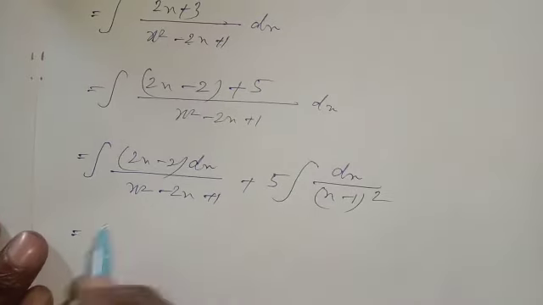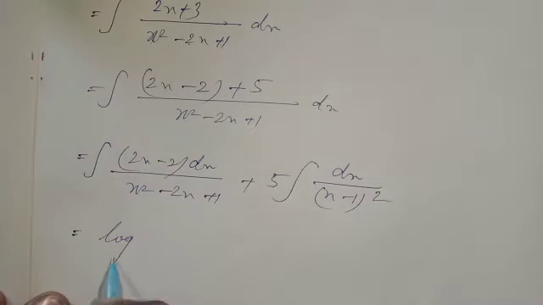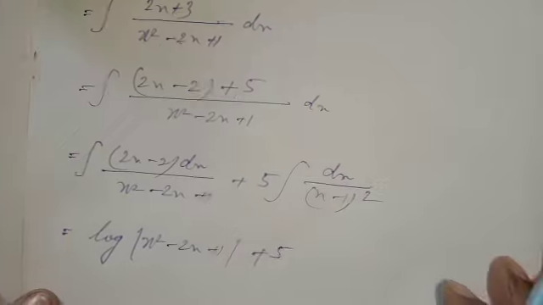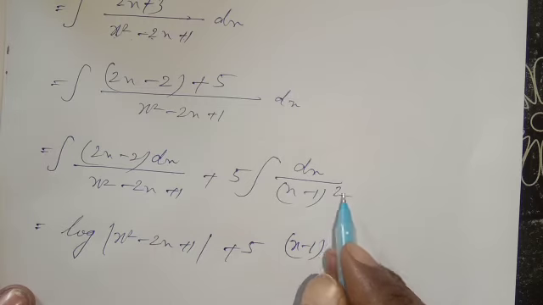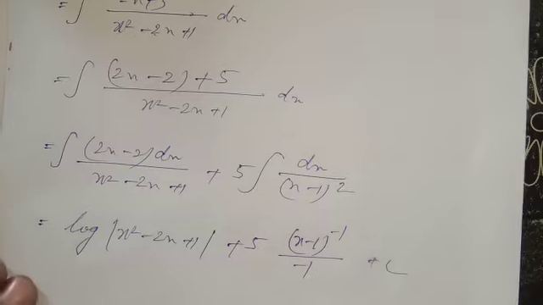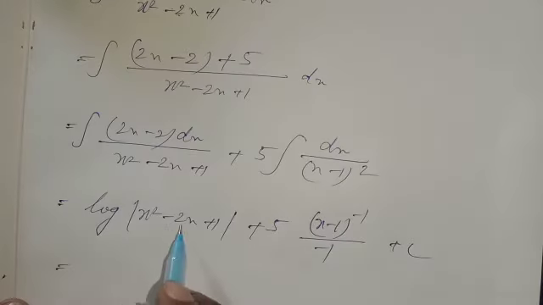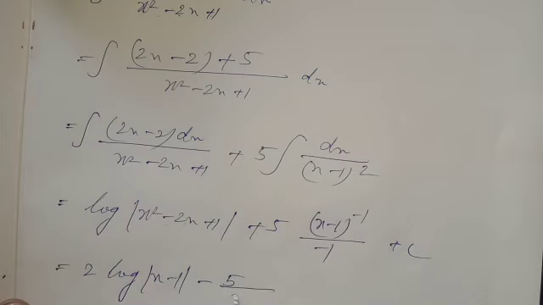Whenever the derivative of the denominator is present in the numerator, the answer will be log of x square minus 2x plus 1 mod plus 5. So what is the integration of this one? This will be (x minus 1) to the power minus 2 plus 1, that means minus 1 by minus 1, plus c. The result will be 2 log (x minus 1) minus 5 by (x minus 1) plus c. This is the answer of number 4.